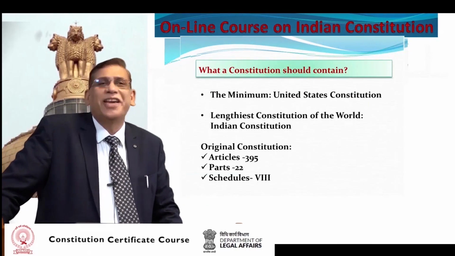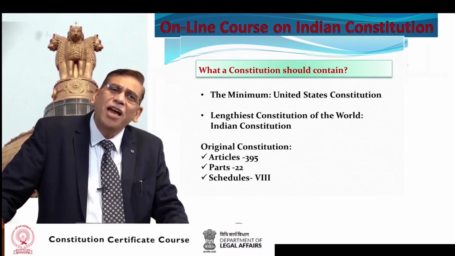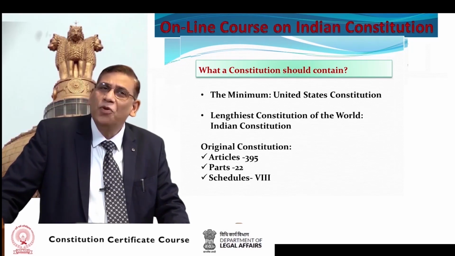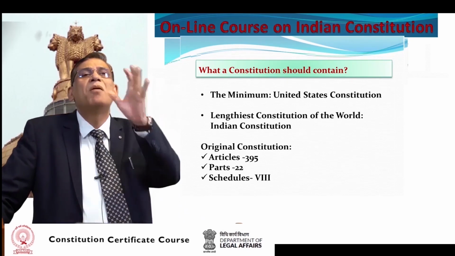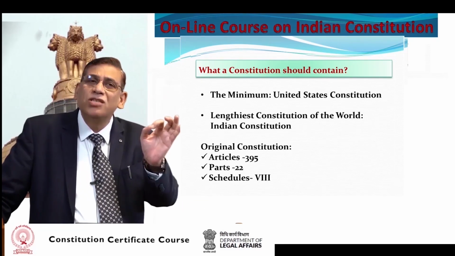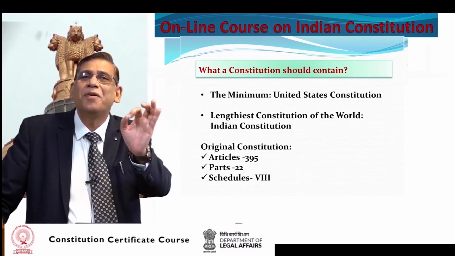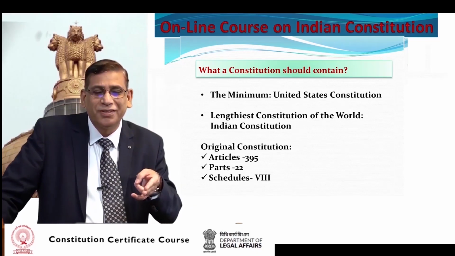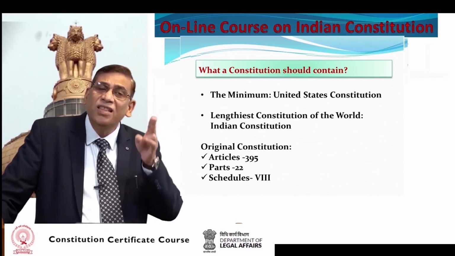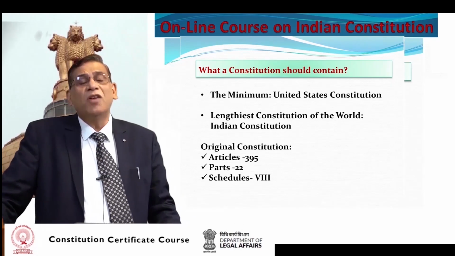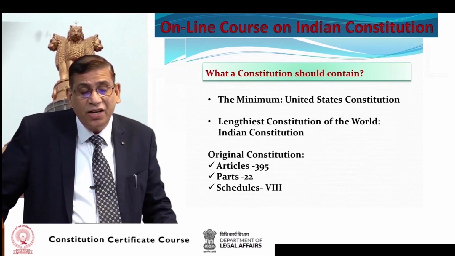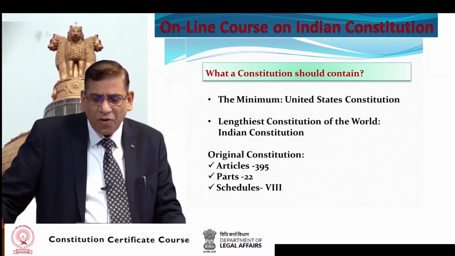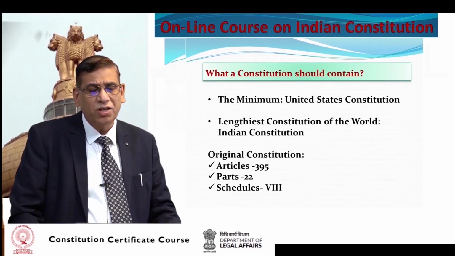Then what a constitution should contain? What should be written in the constitution? In my view, the constitution should not say too much. They should be brief. And therefore, I would say the constitution must contain the minimum. And on this parameter, the best constitution in the world is the Constitution of United States of America. On the other hand, we have almost tried to say everything in our constitution. And that is why Indian constitution is the lengthiest constitution in the world. If you look at our original constitution, we had as many as 395 articles, 22 parts, and 8 schedules. Subsequently, we brought in number of amendments. We will discuss that when we reach amending process of Indian constitution.